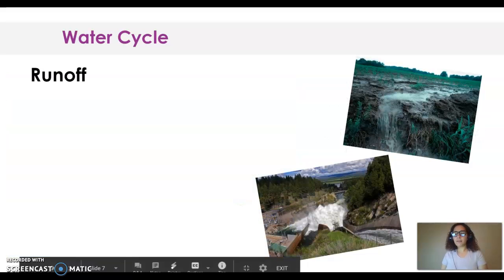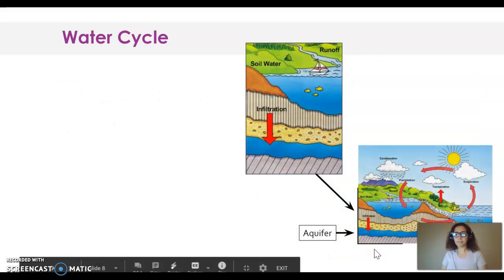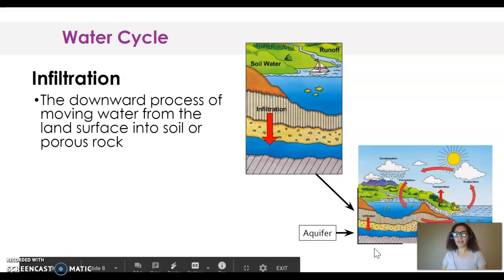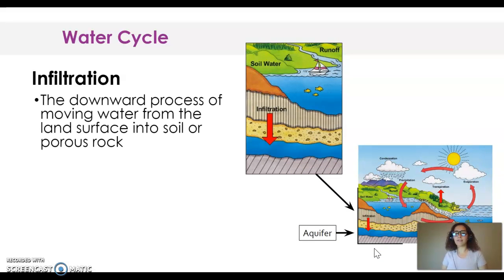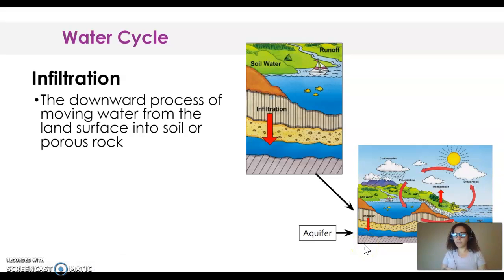So next we have something called runoff. And runoff is the precipitation that did not get absorbed into the soil or evaporate. We also have something called infiltration, and this is the downward process of moving water from the land into the soil or porous. So that means it has holes in it, just like pores on your face, porous rock.